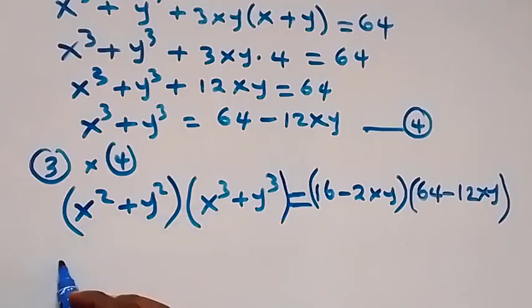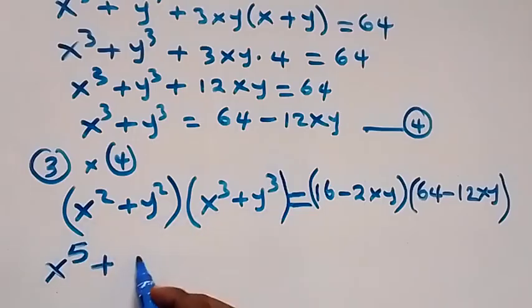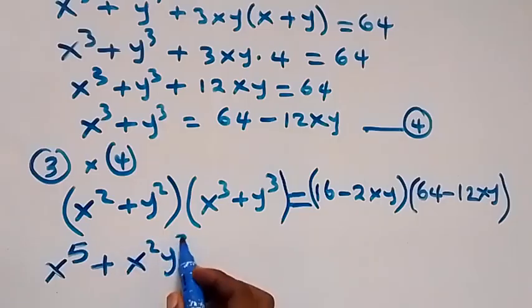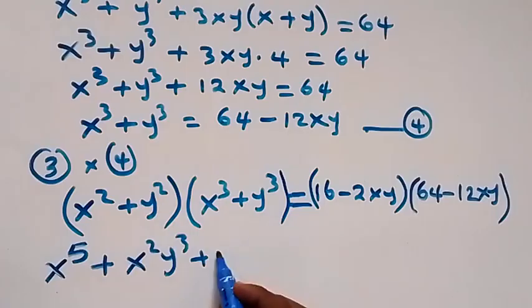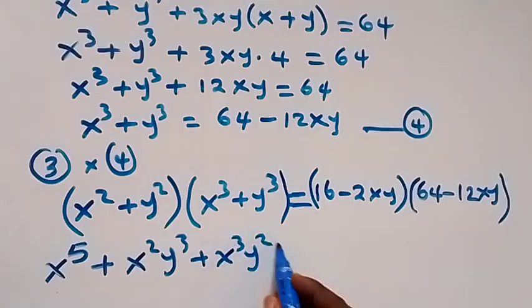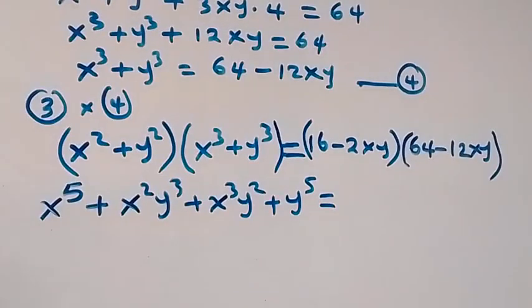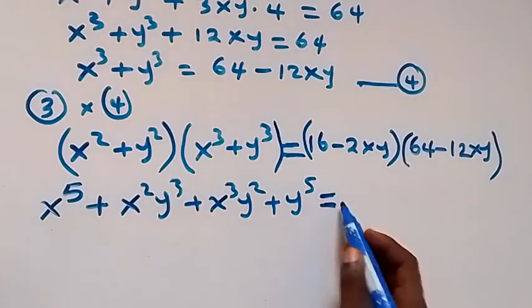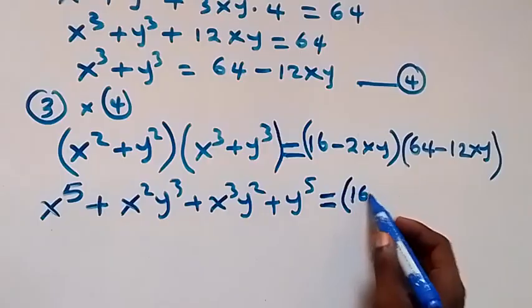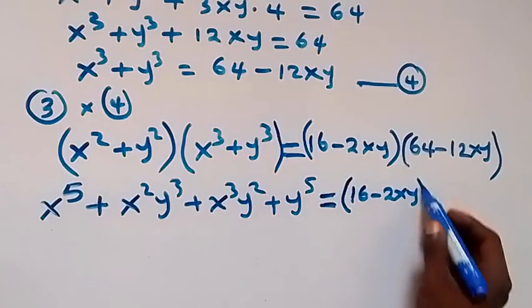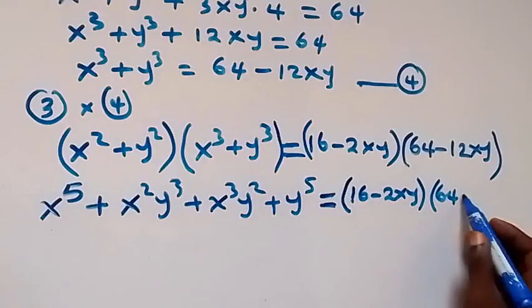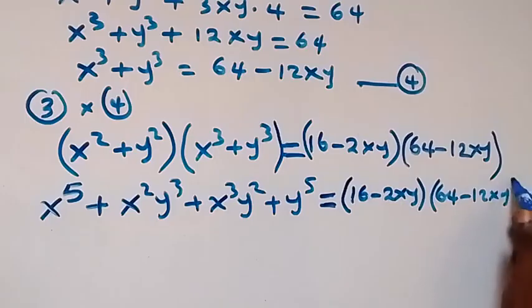By the time we expand from here, x squared will first multiply through here. X squared times x cubed will give us x raised to power 5, plus x squared times y cubed, that's x squared y cubed. Then y squared will now multiply. We have y squared times x cubed, same thing as x cubed y squared, plus y squared times y cubed, y raised to power 5, which equals, on this side, okay, before we open, let's still leave this as 16 minus 2xy, then times 64 minus 12xy. Let's leave it like that first.